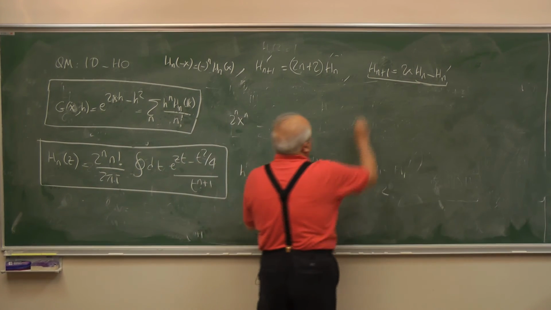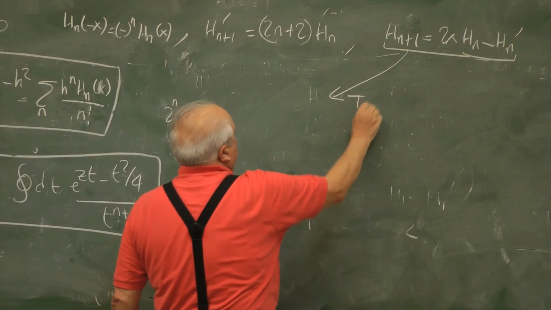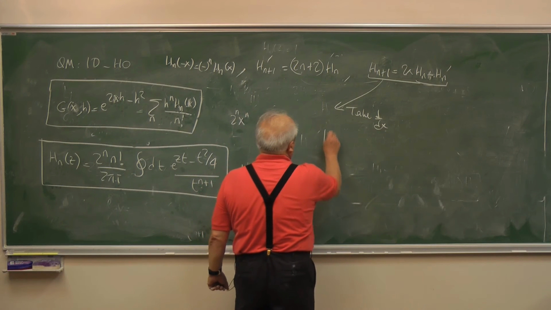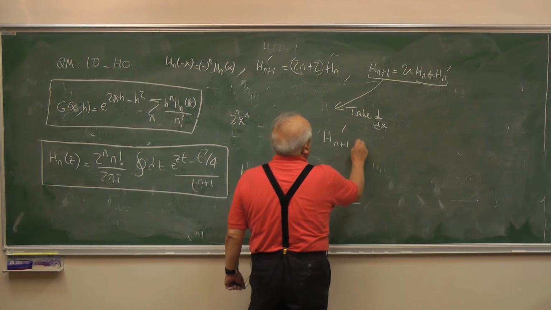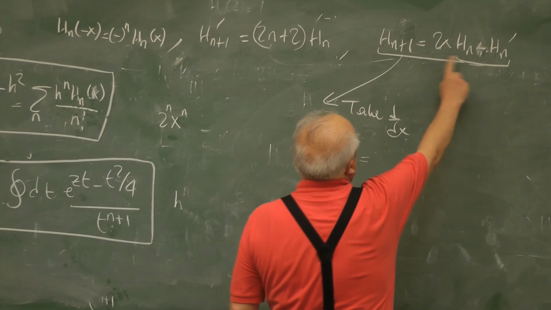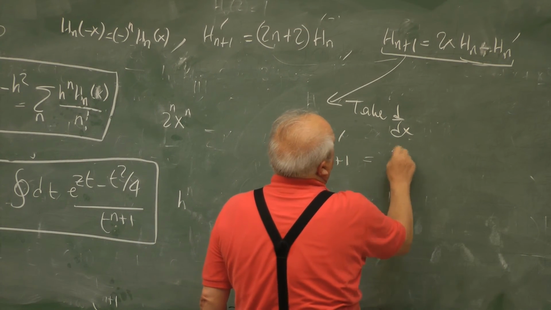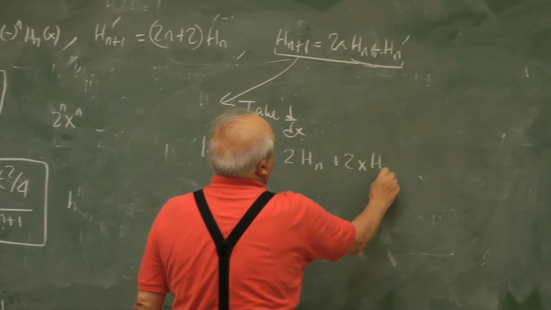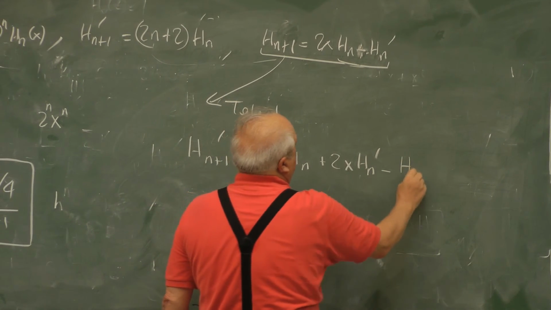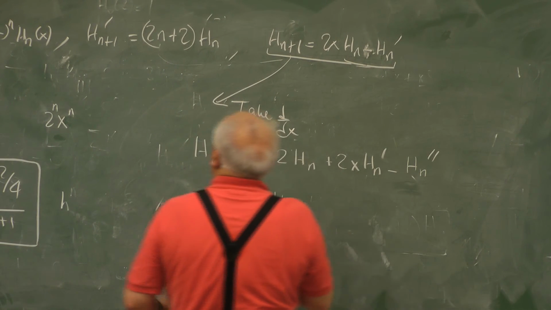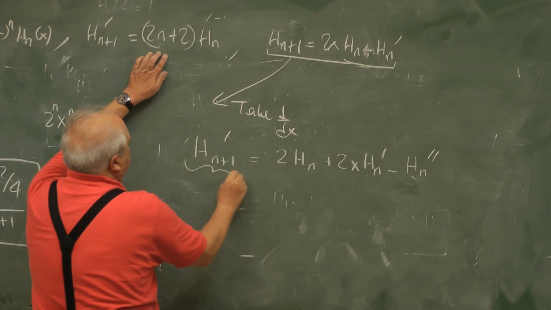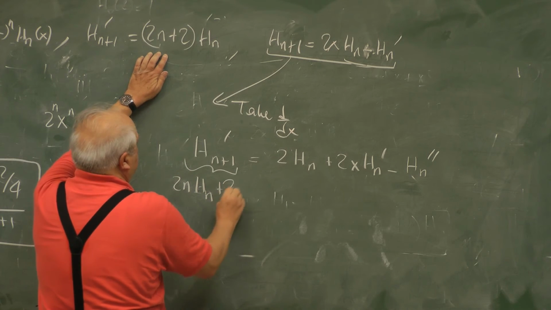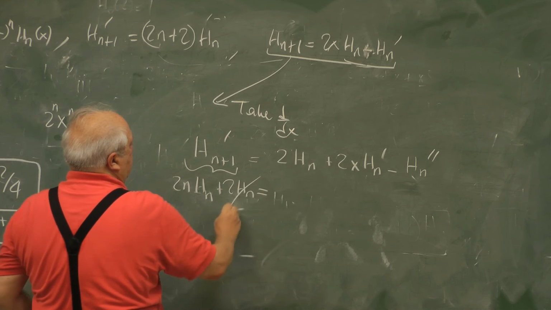Let us take the derivative of this one. Take d by dx. We take the derivative of this relation: h_{n+1}' is equal to the derivative of this thing, 2h_n plus 2x h_n' minus h_n''. But from here, this is also equal to, from the first recursion relation, 2n h_n plus 2h_n equals. So this knocks it off.